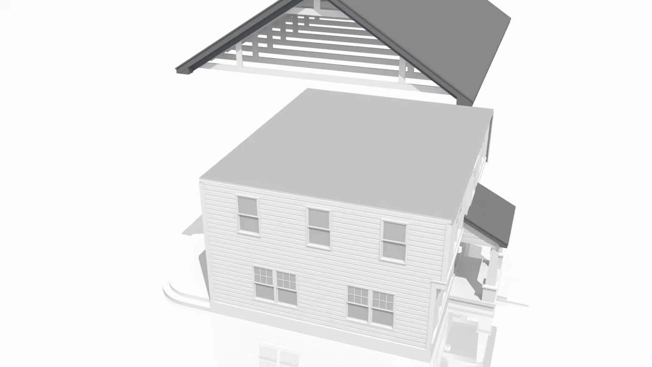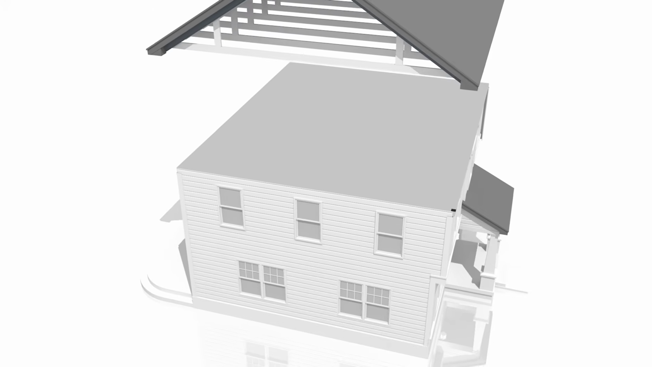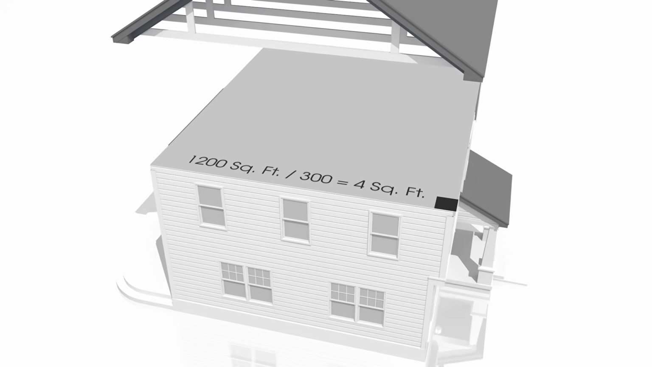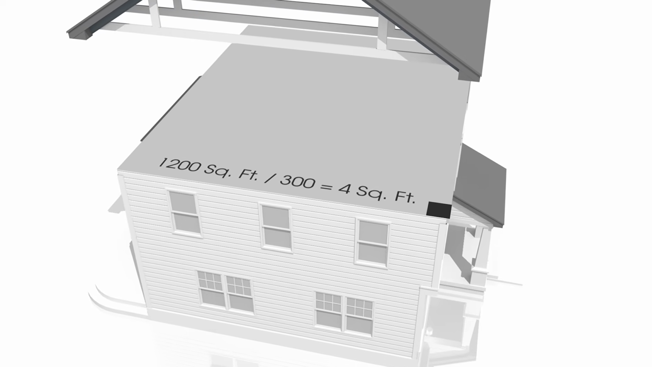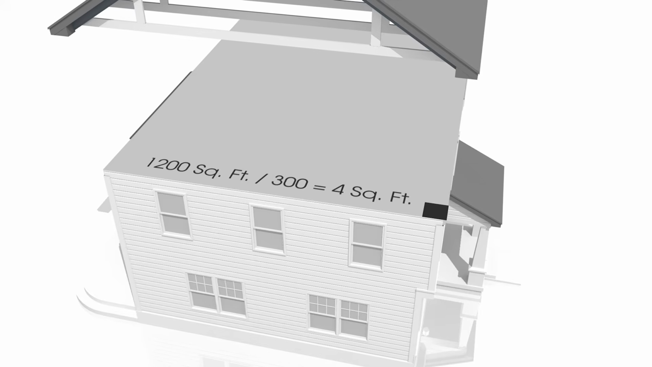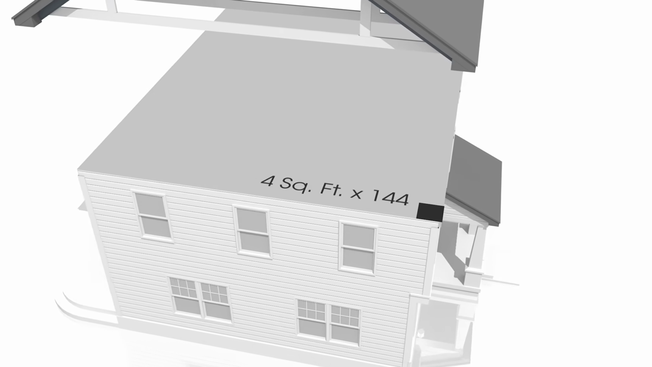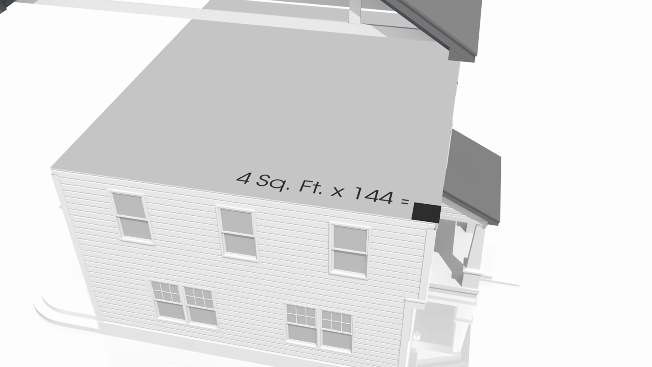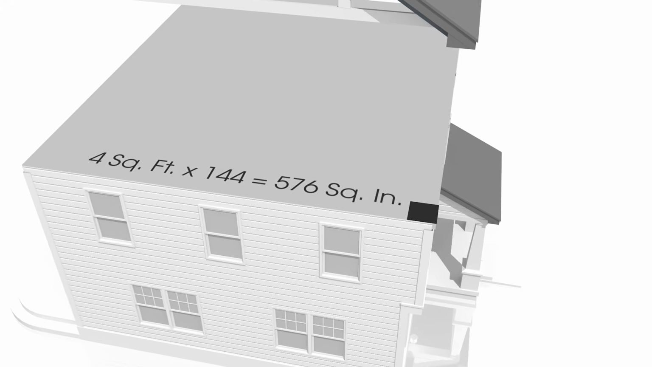Going back to our example with 1,200 square feet of attic floor space, the space needs a minimum of 4 square feet of NFVA. Many attic ventilation products are rated in square inches of NFVA. To convert square feet of NFVA to square inches, multiply by 144. Once again, using our example, 4 square feet of NFVA equals 576 square inches of NFVA.